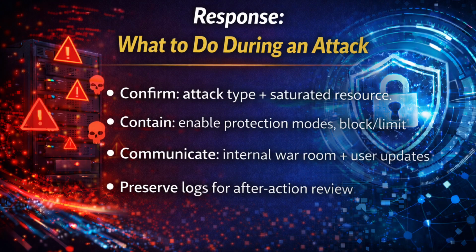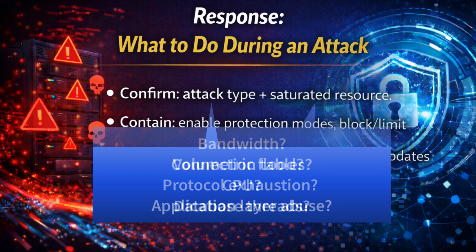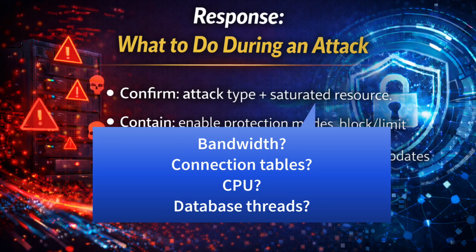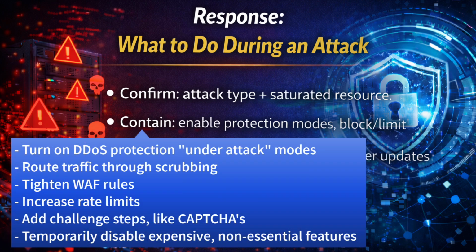During an active attack, prioritize speed and clarity. First, confirm what you're dealing with, such as a volumetric flood, protocol exhaustion, or application layer abuse. Identify what's saturated, like bandwidth, connection tables, CPU, database threads, because that tells you which lever to pull. Second, contain. Turn on DDoS protection under attack modes. Route traffic through scrubbing. Tighten WAF rules. Increase rate limits. Add challenge steps like CAPTCHAs, where appropriate, and temporarily disable non-essential features that are expensive.